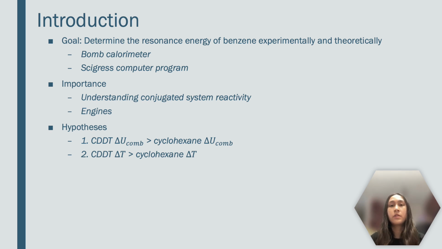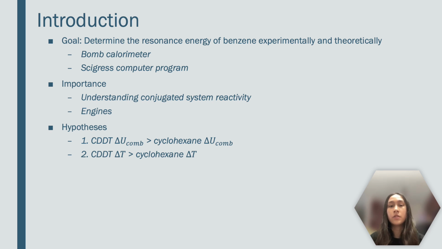The goal of this experiment is to determine the resonance energy of benzene experimentally and theoretically. The experimental value was found using a bomb calorimeter to measure the heat of combustion of CDDT and cyclohexane. The conditions of the bomb calorimeter were excess oxygen and constant volume. The measured heat of combustion was then used along with the vaporization enthalpies to find the resonance energy of benzene.